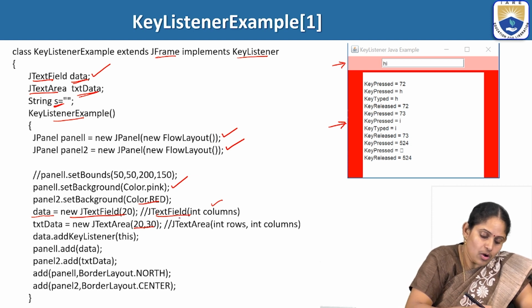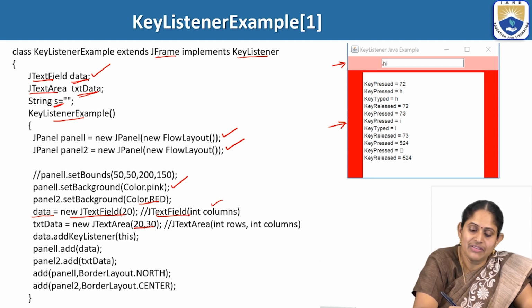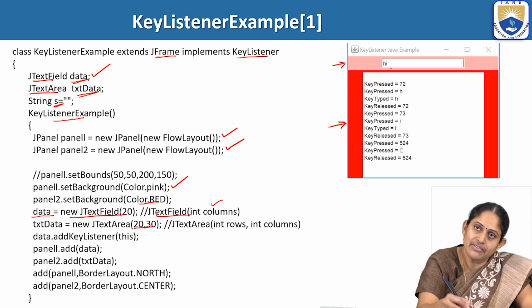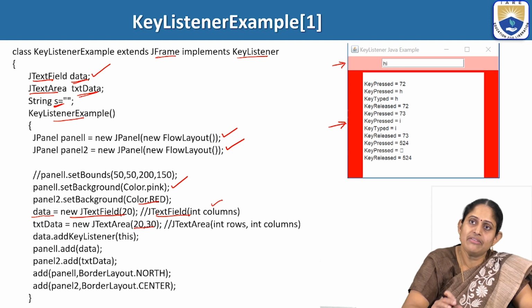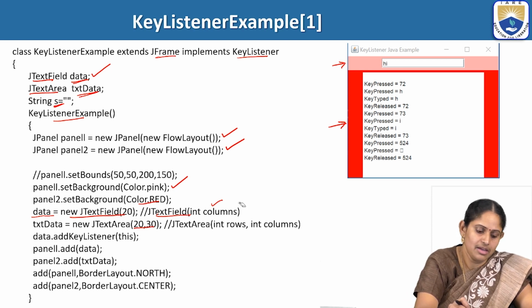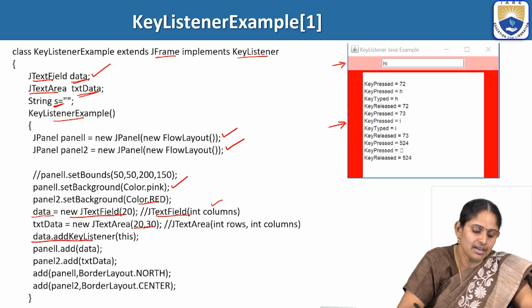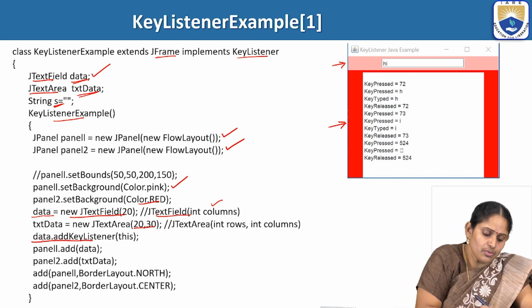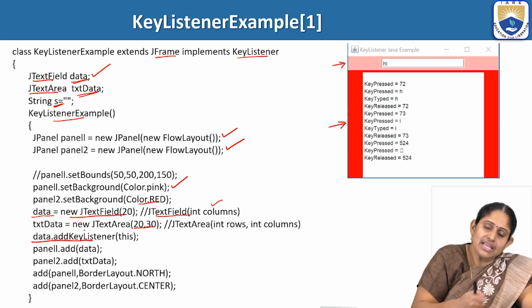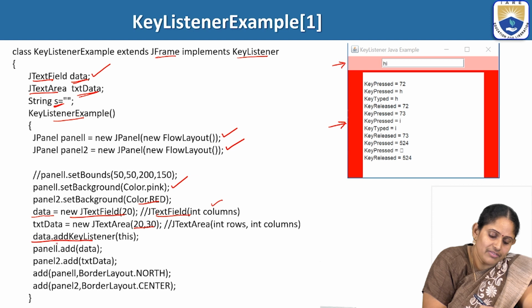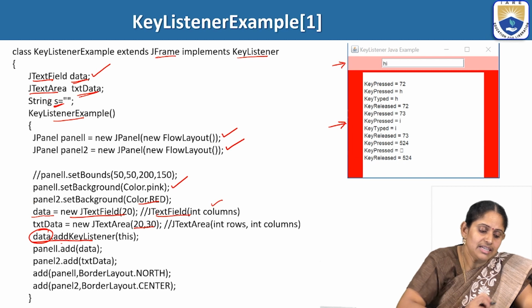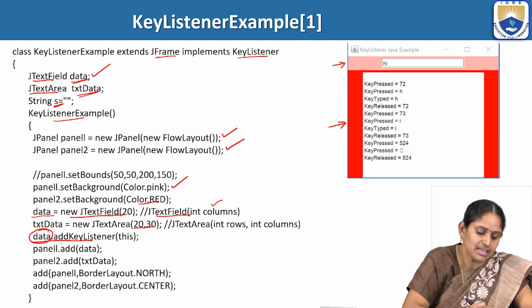What happens here is that whenever we press a key, it will be entered into the text field referred by data, and whenever data is entered there, we have to display some message. So some event is occurring for that text field. For that, we add the key listener to data. Whenever a key is pressed, some event has to occur. So we call addKeyListener for data. The data means the text field; to the text field, we are adding a key listener event.